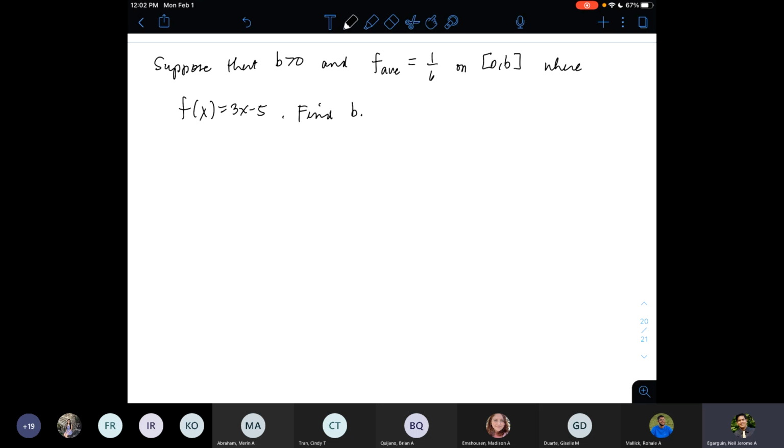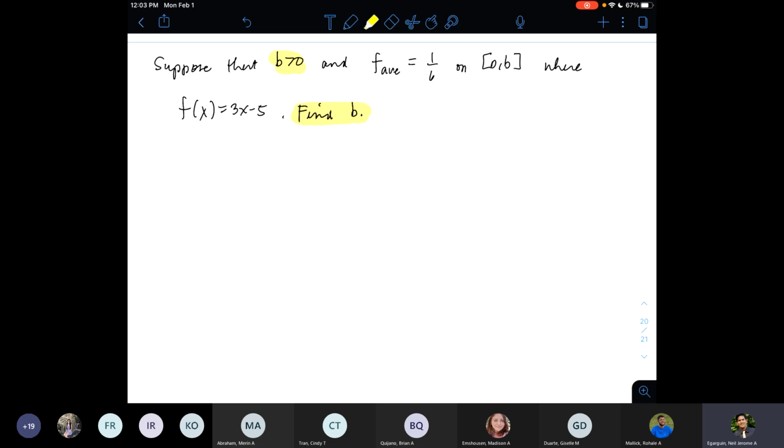Suppose that we know that b is a positive number, and the average value of the function f is 1/6 over the interval 0 to b, where the function f is the linear function 3x minus 5, and we need to find the value of b. Well, for word problems like these, we want to first be clear what is being asked. In this particular problem, that's easy. We're just looking for the value of b. And then the next is, what are the given facts? What information is made available in the problem that relates to finding the value of b?